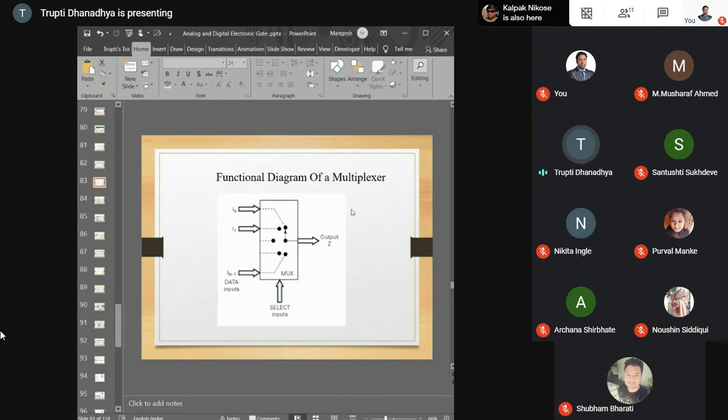Functional block diagram of multiplexer. Of course, I've already told you there are a number of inputs. You can see the diagram here, I0 to I(n-1). That means you can use many inputs, and those inputs can be reflected in your output depending on the selector line.